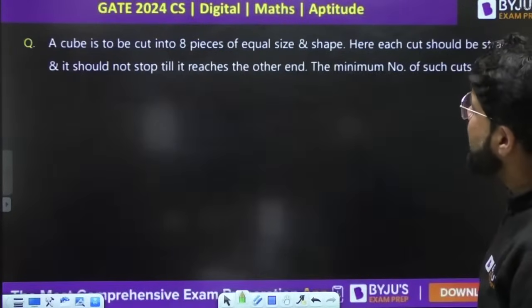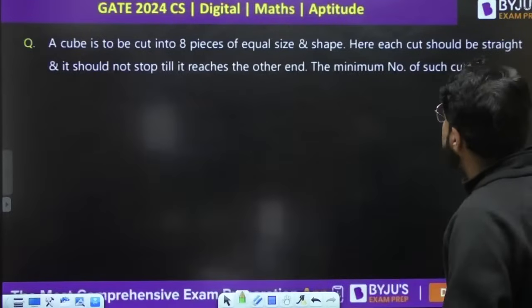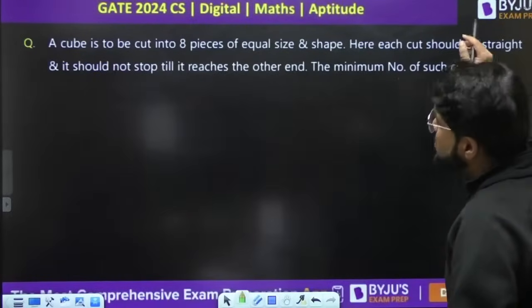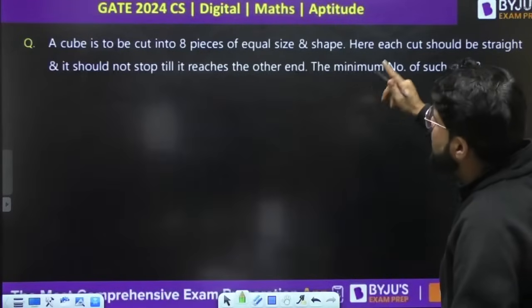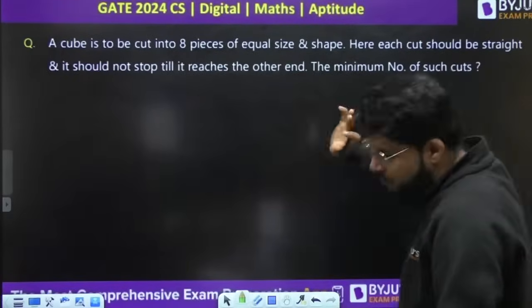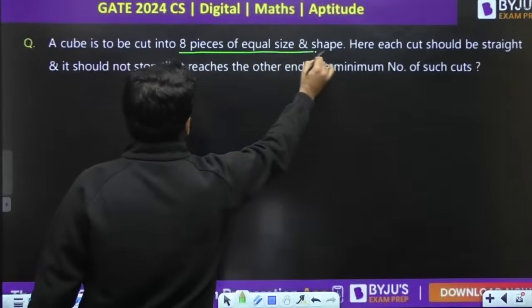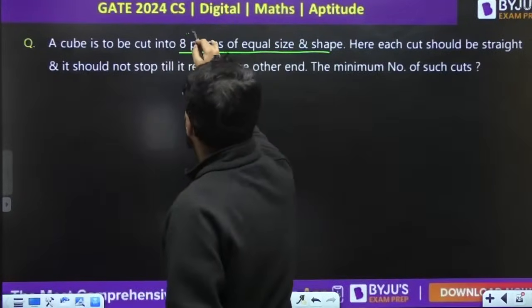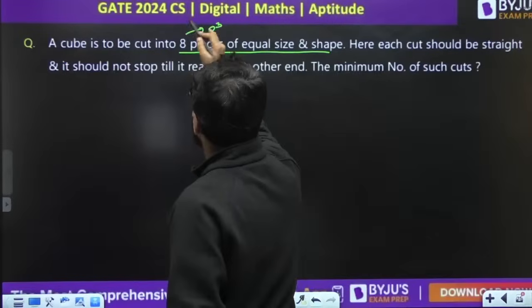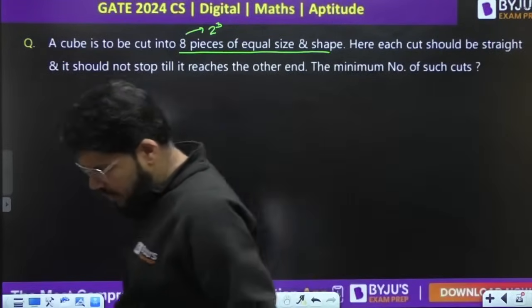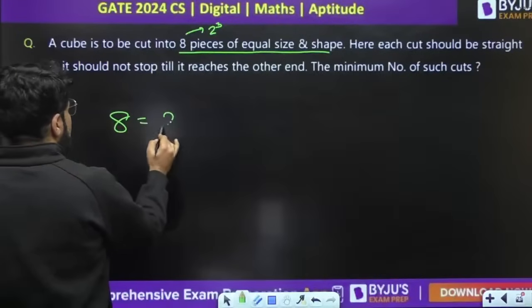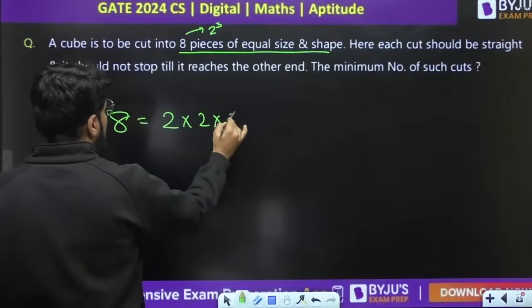A cube is to be cut into 8 pieces of equal size and shape. Here each cut should be straight and it should not stop till it reaches the other end. What is the minimum number of such cuts? Understand this. It is to be cut into 8 pieces of equal size and shape. 8 is 2 raised to the power 3, 2 into 2 into 2.